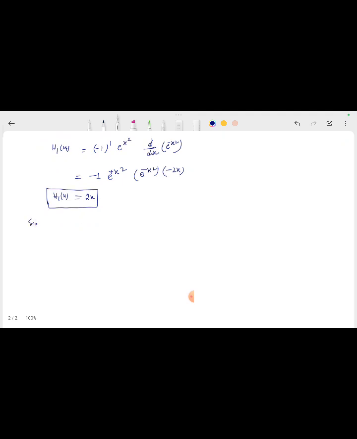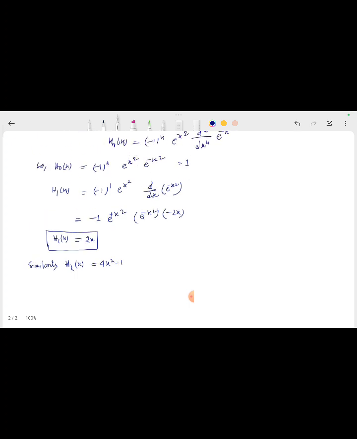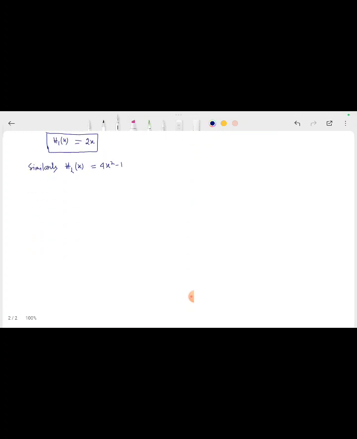Similarly, H_2(x) is equal to 4x^2 - 2. You can derive it, don't worry. So we get H_0(x) equal to 1, H_1(x) equal to 2x, and H_2(x) equal to 4x^2 - 2. These three are very important for competitive exam purposes and for learning purposes. So we use these expressions in the ground state and first excited state.